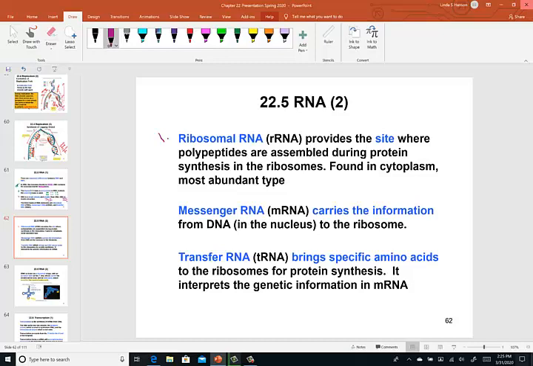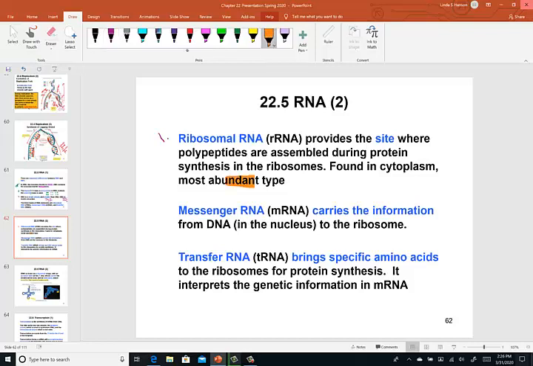The first, ribosomal RNA. It provides the site where polypeptides are assembled during protein synthesis. They're found on ribosomes. And ribosomes, which are an organelle of a cell, are found in the cytoplasm. Ribosomal RNAs are the most abundant type.